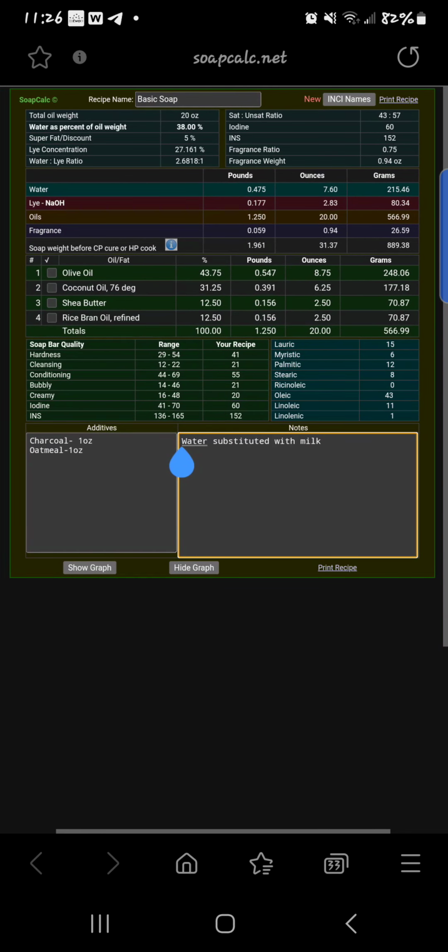So basically, this is just a quick overview of the soap calculator for those who aren't familiar with it. Hopefully this helped you understand how to use it, the difference between a formula and a recipe, why a formula should be given and not a recipe, because everybody's mold size is not the same, and a formula helps you figure out the recipe for your mold size without you having to physically calculate it yourself.